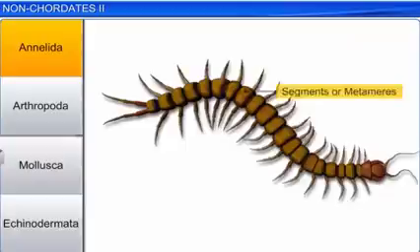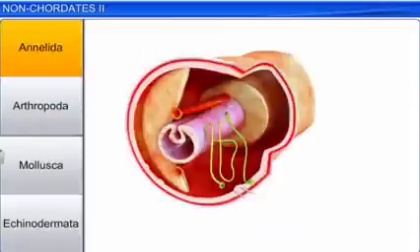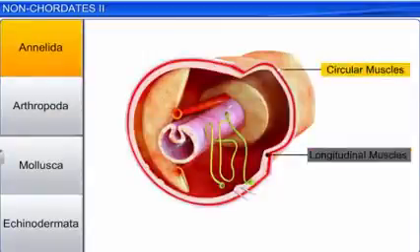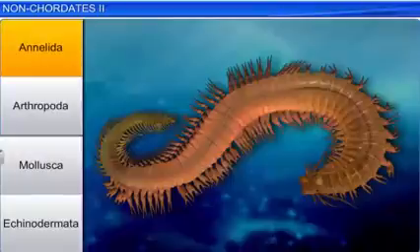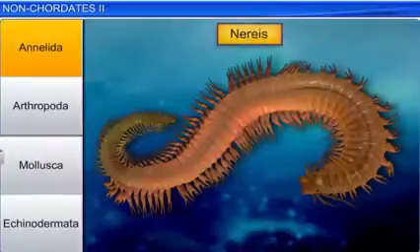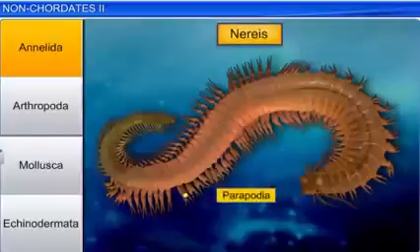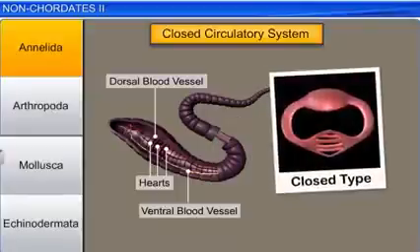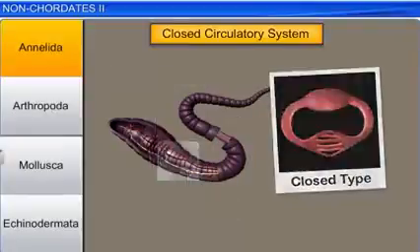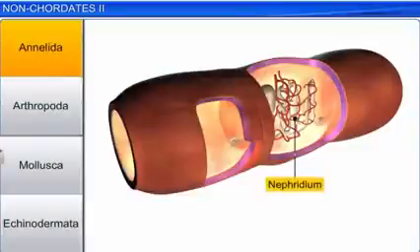These animals have well-marked segments or metameres on their body. Annelids move with the help of longitudinal and circular muscles. Along with these muscles, setae are also helpful in movement. Aquatic annelids like Nereis have lateral appendages called parapodia for swimming. In annelids, the circulatory system is of closed type and has nephridia that help in osmoregulation and excretion. Each nephridium is a complex organ.